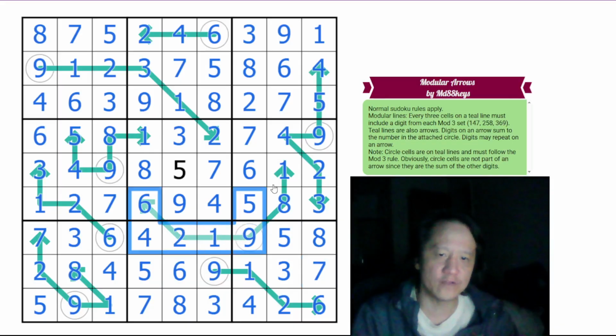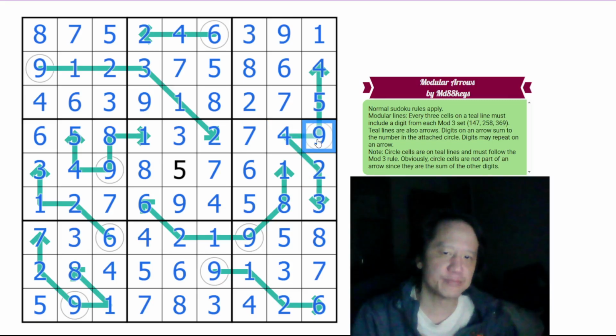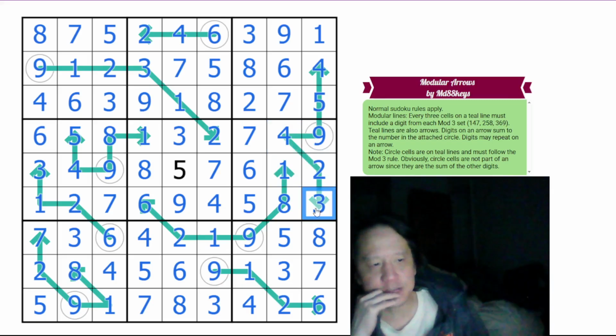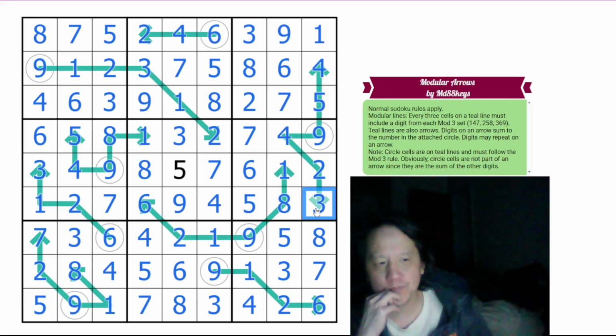So fairly straightforward, as long as you know modular lines fairly well. It's pretty restrictive for what you can do with the arrows too. So that is pretty straightforward.